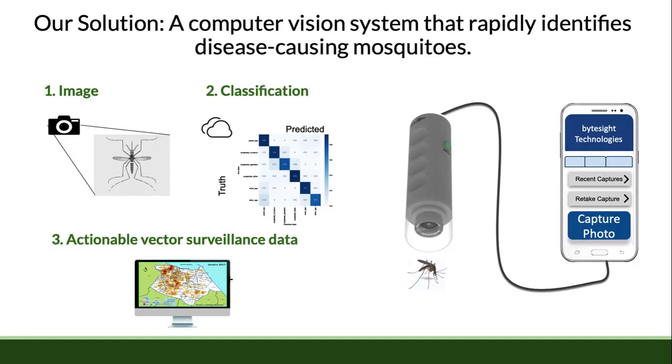So our solution is a computer vision system that rapidly identifies disease-causing mosquitoes. The field worker simply places our low-cost, high-resolution optical tool over the mosquitoes they wish to identify. That optical tool connects with a smartphone application that runs our novel computer vision algorithm. This produces the species label and aggregates the data to create actionable surveillance information for decision makers.